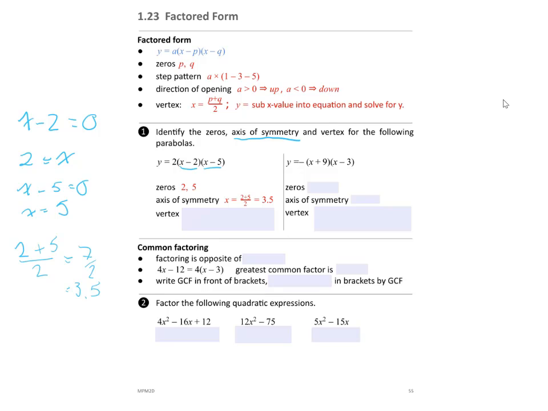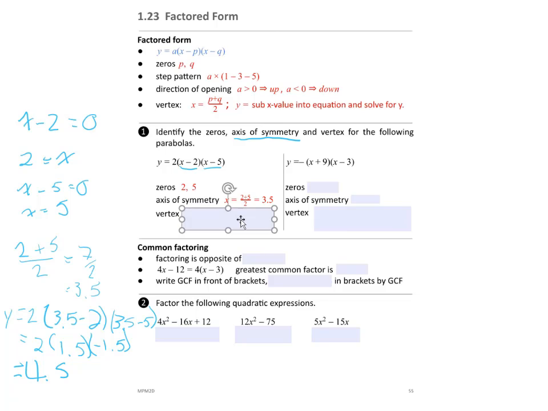Now what you do is you sub your 3.5 back into your equation. So we have y equals 2 times the bracket 3.5 minus 2, times the bracket 3.5 minus 5. Then I end up with 2 times 1.5 times negative 1.5, which is just negative 4.5. So now I have, let's reveal that. There we go. And that's how you work through that.